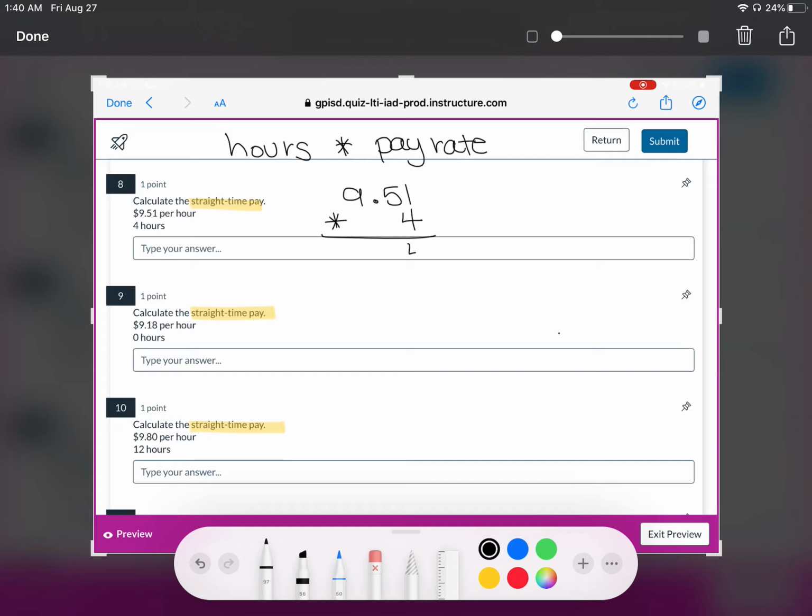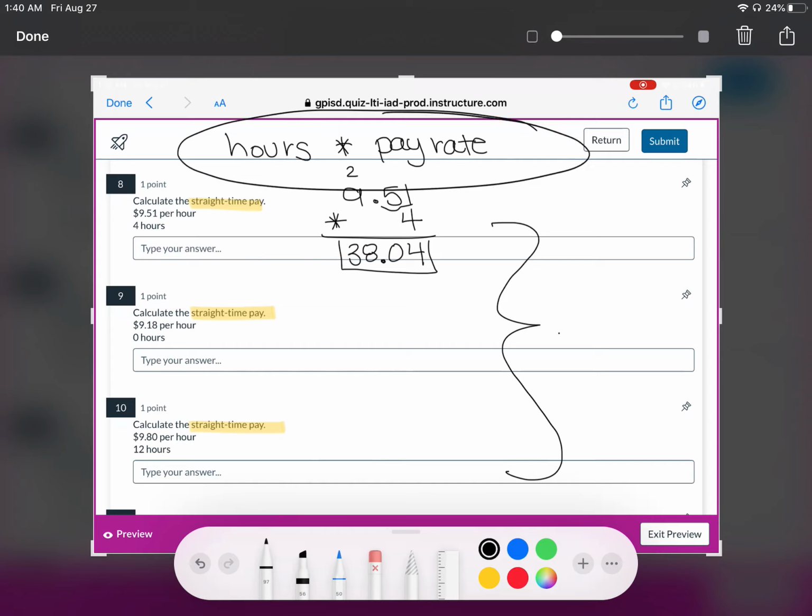4 times 1 is 4. 4 times 5 is 20. Carry your 2. That's 36, 38. And our decimal is moved over twice, so I'm going to move it over twice. This is the answer that you type in. You don't have to type a $ sign. You're good to go. You're going to do the same thing for all of those questions. Your hours times your pay rate.